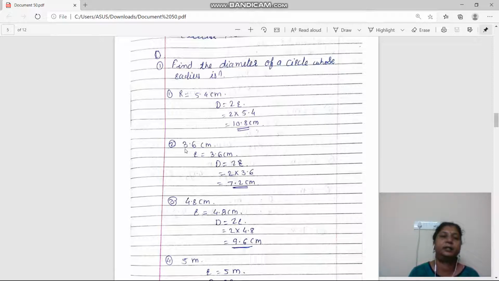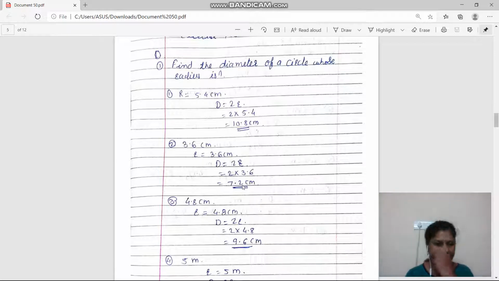Next, radius is 3.6. That means r is equal to 3.6. You have to always write this formula, d for diameter and small r for radius. This is the standard formula: d is equal to 2r. 2r means 2 into r. D stands for diameter, r stands for radius. So d is equal to 2r, 2 multiplied by 3.6, we get 7.2.